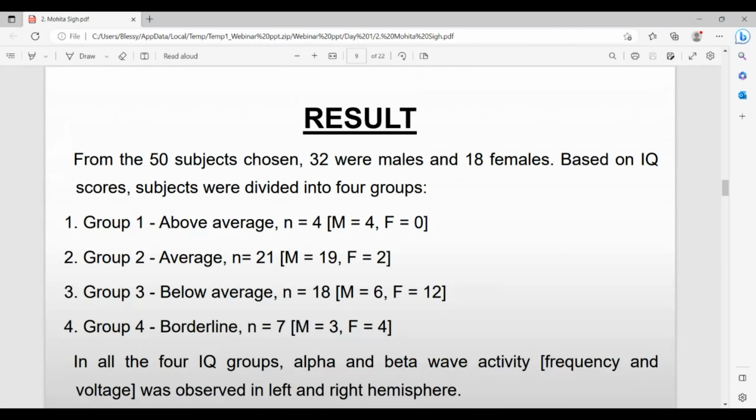So from the 50 subjects chosen, there were 32 males and 18 females. They were divided into 4 groups. Group 1 included above average with males 4, there was no female. Group 2 average with 19 males and no female. Group 3 below average, there were 6 males and 12 females. And group 4 was borderline with 3 males and 4 females. In all these groups, beta wave activity and alpha wave activity, both frequency and voltage were observed.